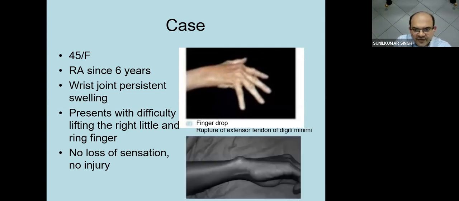And this is different from the subluxation, which happens in rheumatoid arthritis, which is also called the piano key movement. So here, it's the subluxation of the ulnar styloid, whereas here, it's the rupture of the tendon, which leads to the finger drop.